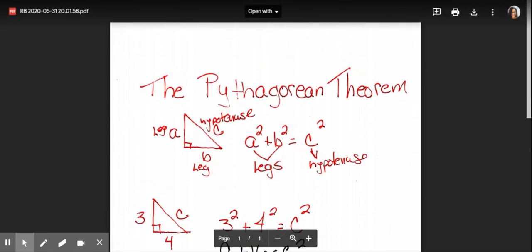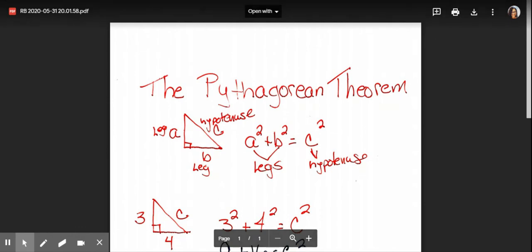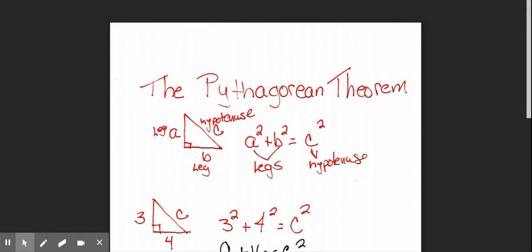So that's how you're going to do the Pythagorean theorem. A squared plus b squared, where a and b are your legs, is going to equal c squared, which is your hypotenuse.